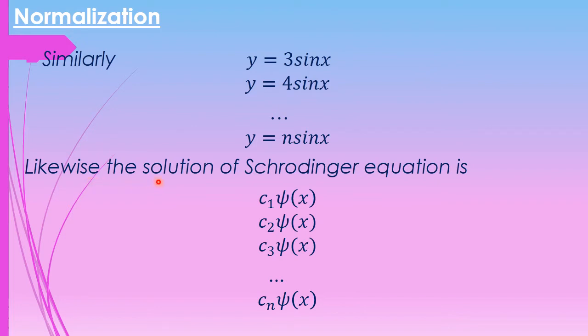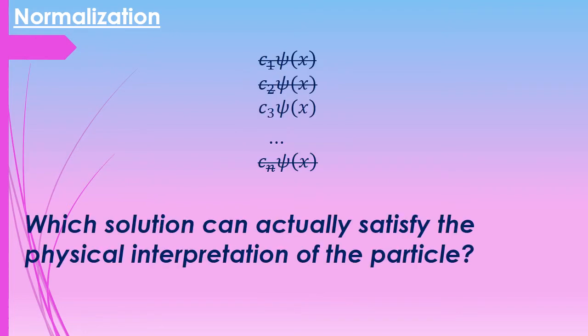Likewise, the solution of the Schrödinger equation is, see here, c1 psi of x, where c1 is a constant and psi of x is a solution. If I multiply this, I get a new function which is also a solution of the Schrödinger equation. c2 psi of x is also a solution of the Schrödinger equation, up to cn psi of x. That means this equation has n number of solutions, that is, infinite solutions.